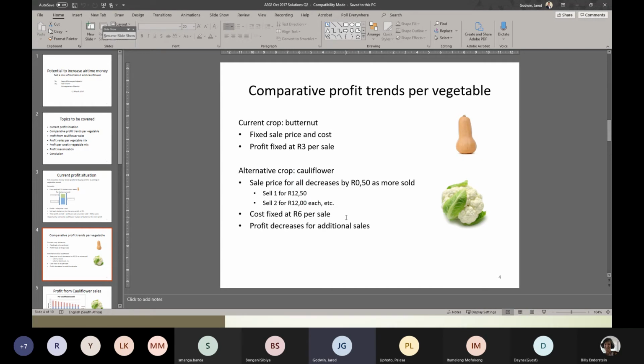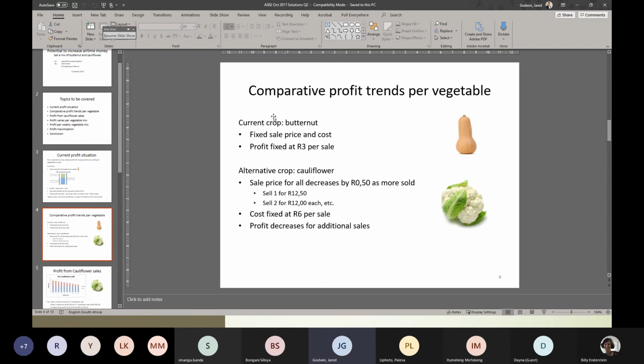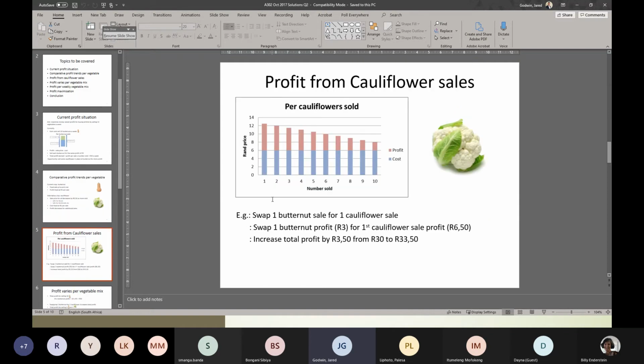And so this is how they then build up the different elements. And I'm not going to go through it in great detail, but they talk about how the butternut is fixed versus, and I suppose this is where they talk about the fixed element versus the varied element of the cauliflower. They have a graph that shows this is per unit of the profit that goes down, but the cost is fixed. And then they give an example. So remember I mentioned if you give a nice table or a graph, give an example, because your audience might not know what this graph is saying.